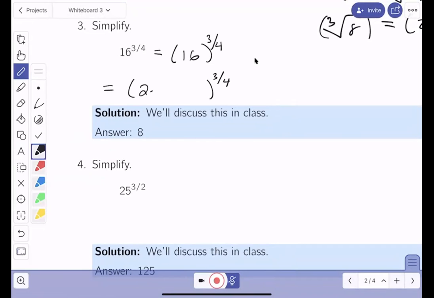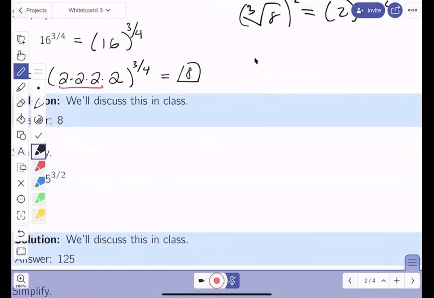2 times 2 times 2 times 2 is 16. And that's 4 parts. What do they want? They want 3 of those parts. What would that give me? Well, 2 times 2 times 2 is 8. You can also write this in radical notation. So 16 to the 3/4 is the 4th root of 16 cubed, or you could write down the 4th root of 16 quantity cubed.